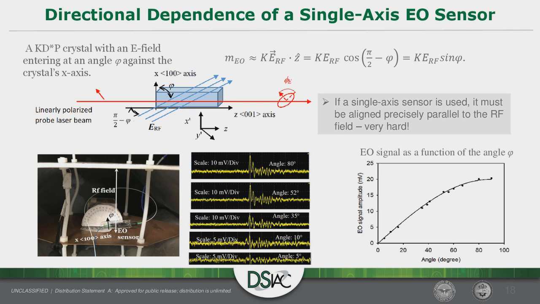And now the implication of that is, if you have a single axis EO sensor, you have to align this sensor to be parallel to the incoming RF field, which is not practical in most T&E experiments. Because even if you know the incoming RF signal, the RF signal often scatters or is reflected by other objects and then changes direction. So it's impossible to align that correctly. So to solve the problem, next slide, please.